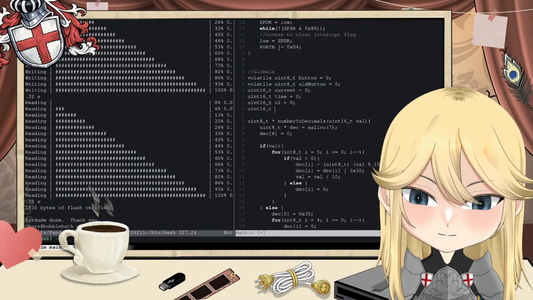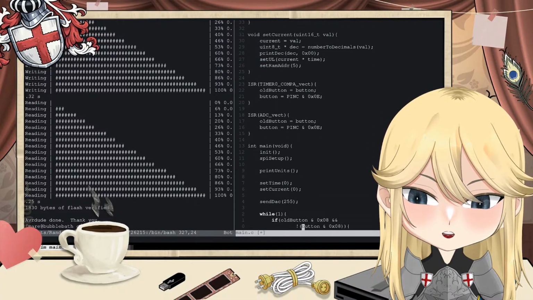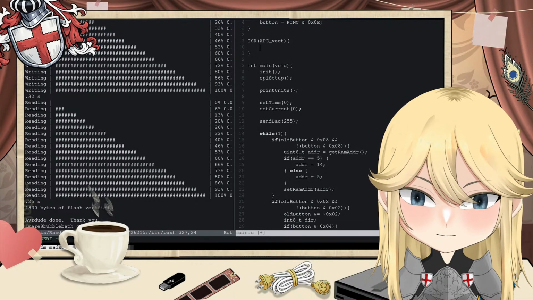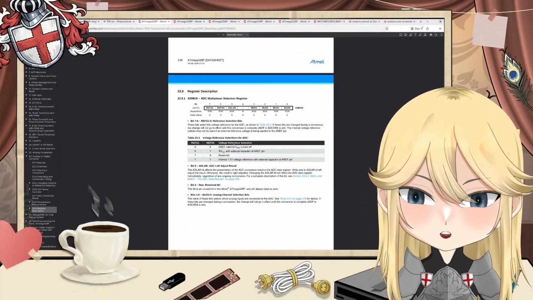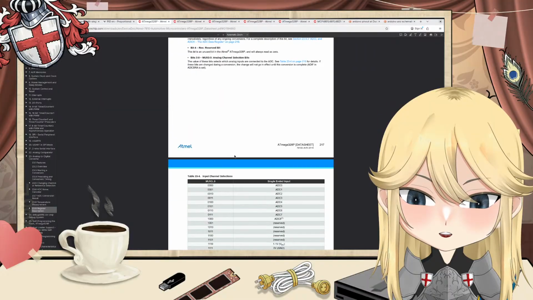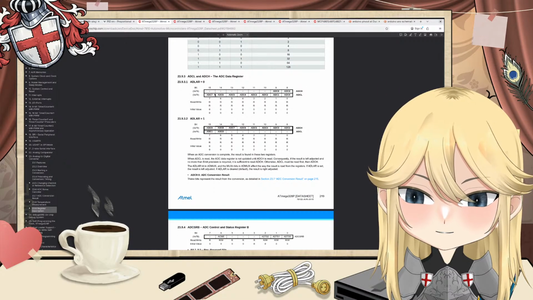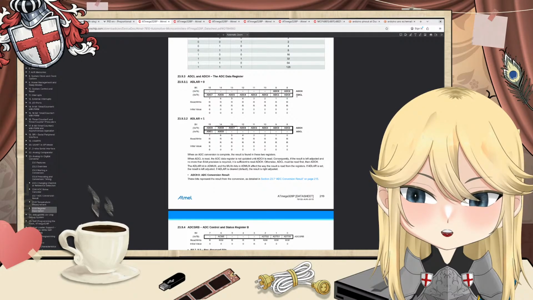What do we call this? Shunt. Okay, let's see. What are we doing here? ADC. And what is the register looking like? I'm scrolling in the wrong direction. We have this. Okay. Oh. ADCL.